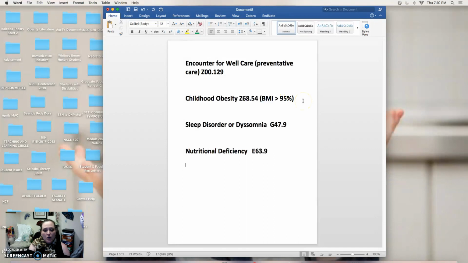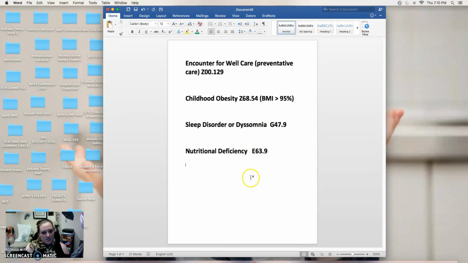Next, childhood obesity or BMI greater than 95th percentile. Any one of those diagnosis codes would have been appropriate. This child was morbidly obese, and we're going to bring up the growth chart for an example of a patient who has those measurements in just a second. The next thing that should have been on your differential list and also in your final primary diagnosis list is sleep disorder or dyssomnia.